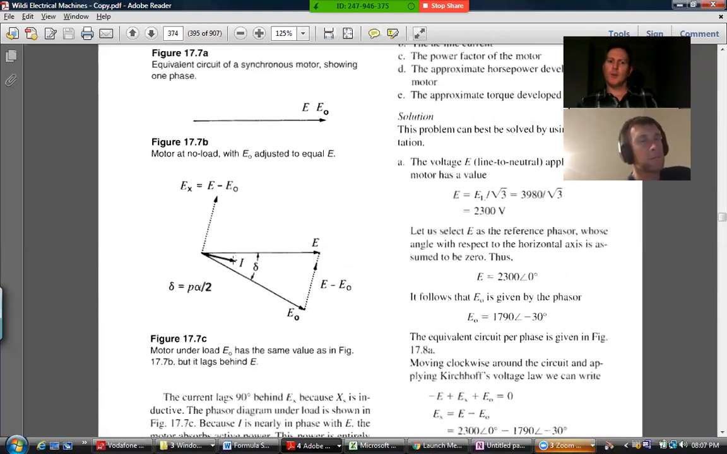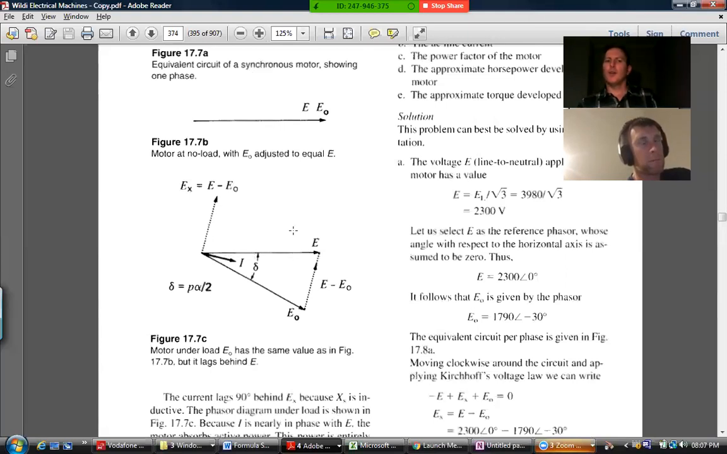And once we've got that, we can establish an angle between the E and the I, which is then the power factor. It's the power factor that this thing is running at. The product of I and E will be your apparent power per phase. If you multiply it by cos theta, where theta is this little difference in between there, then you'll have the real power. If you multiply EI by sine theta, you'll have the reactive power.